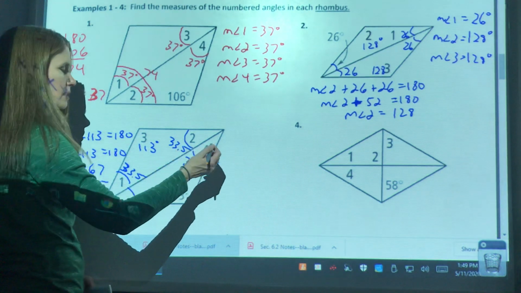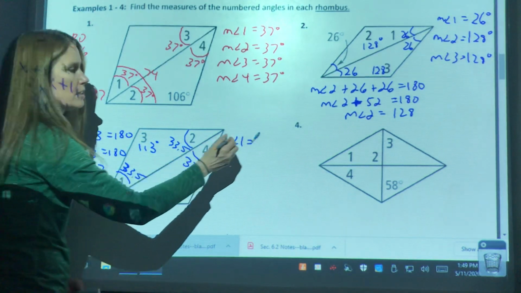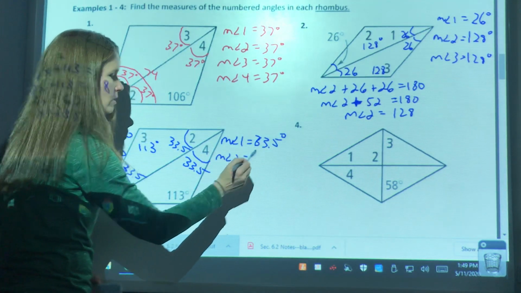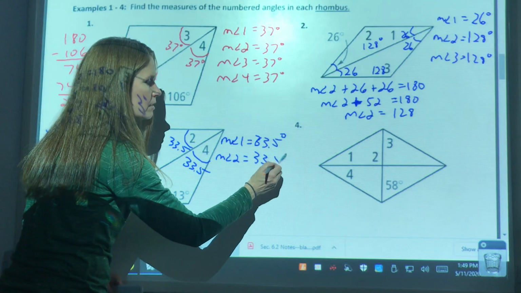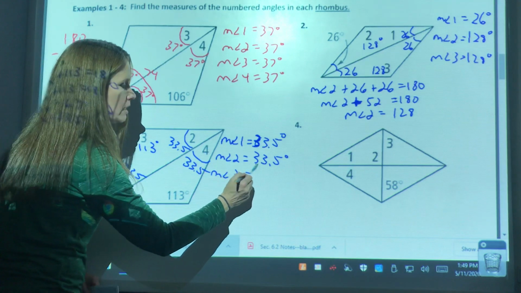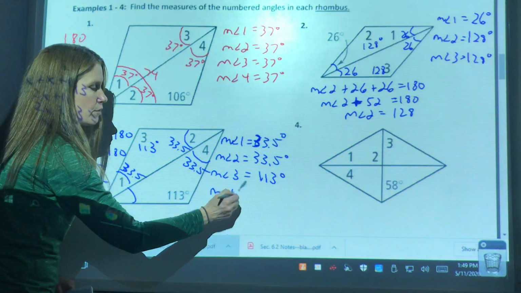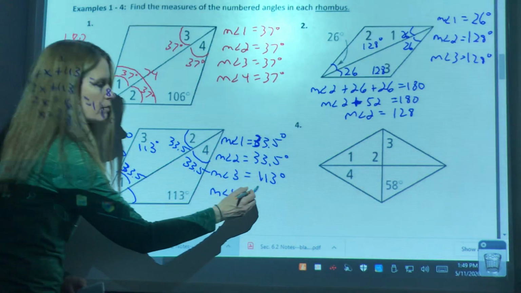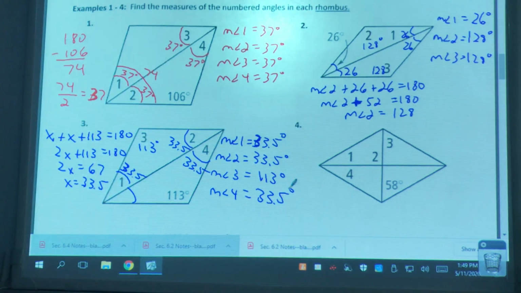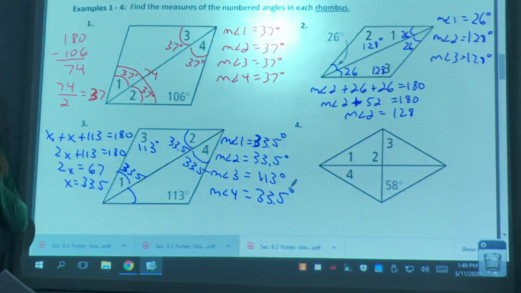And again, if it helps you to list those off to the side to help make it more clear, that is fine. 1 is 33.5. Measure of angle 2 is 33.5. Measure of angle 3, we said was 113, and measure of angle 4, we said was 33.5. Okay, so again, use the picture to fill in. As you find angles, fill it in, and that might help you find the next thing.